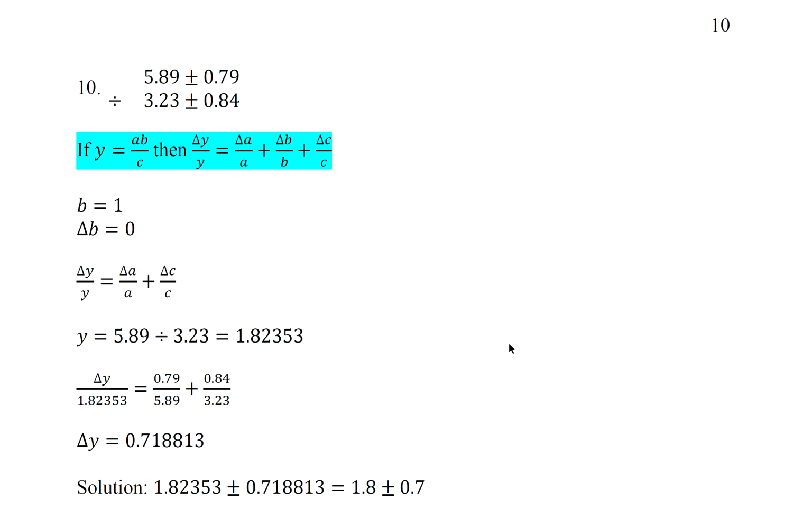Question 10, we're dividing uncertainties. Remember, adding and subtracting uncertainties uses the same equation. Multiplying and dividing uncertainties uses the same equation. So in this case, since we're dividing uncertainties, b equals 1 and delta b is 0 from that equation in blue. We plug in everything. The first step is to find y, which is 5.89 divided by 3.23. And then the second step is to plug in everything to the equation and solve for delta y.